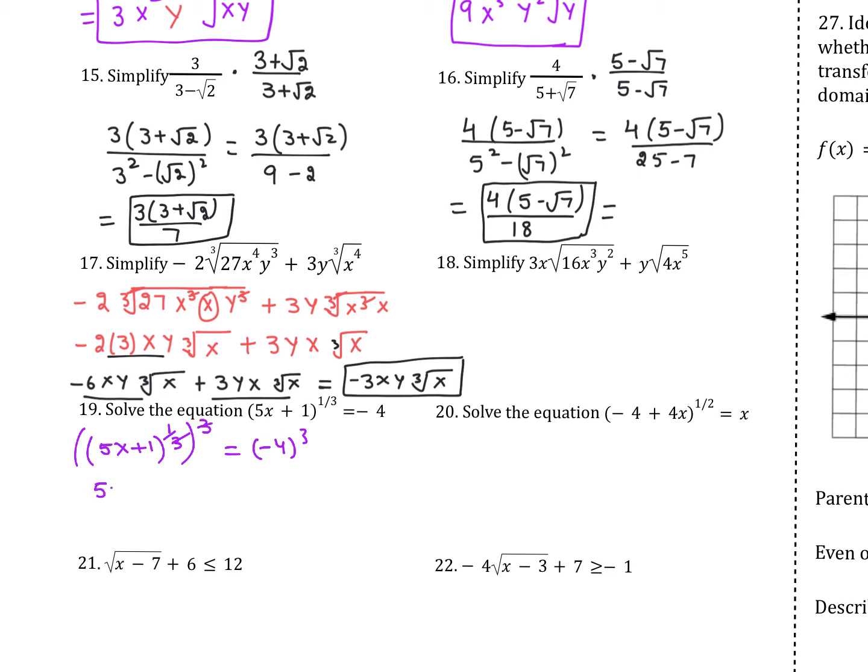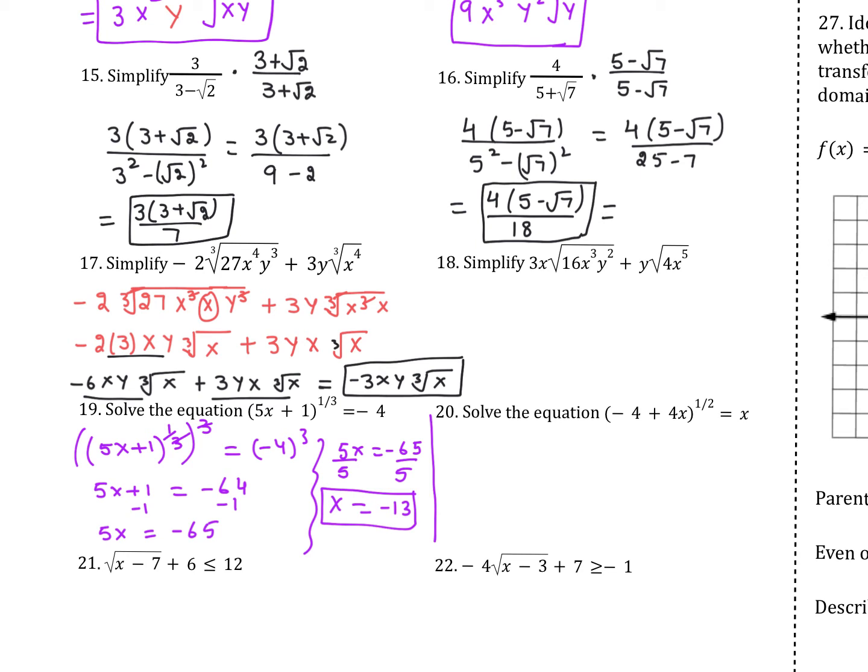You got 5x plus 1 equals negative 64. Minus 1 on both sides, you got 5x equals negative 65. To find the x, you're going to divide by 5. X equals negative 13.